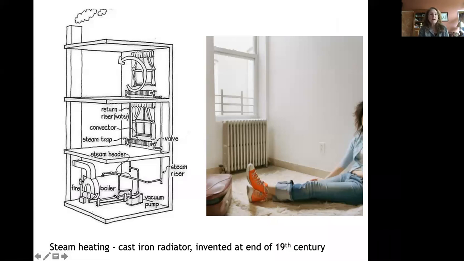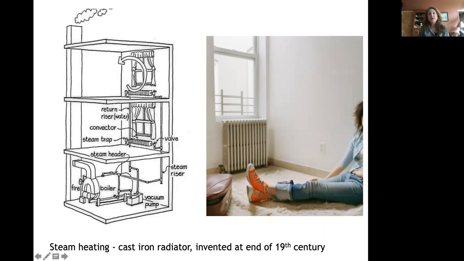So moving on now, around the end of the 19th century, there was the cast iron radiator that was invented along with the steam heating system. So the sketch you see on the left is an example of an earlier system found in North America, where you'd put the boiler in the basement. That would make steam. The steam would rise under pressure through the building and then into the radiator.